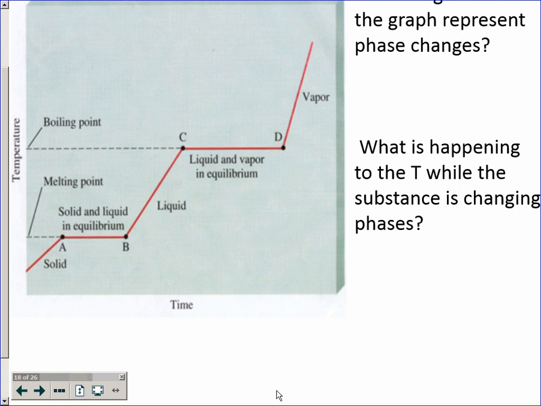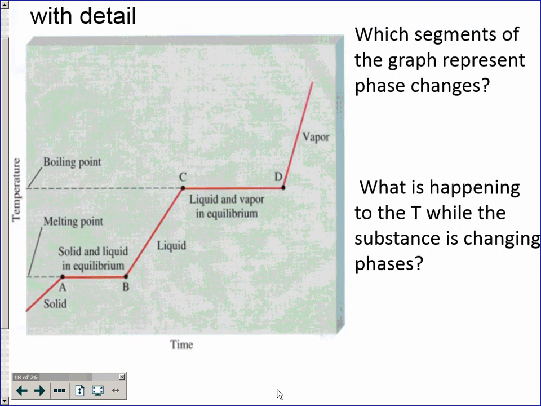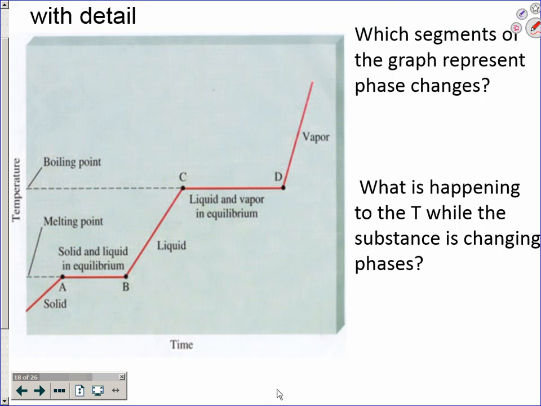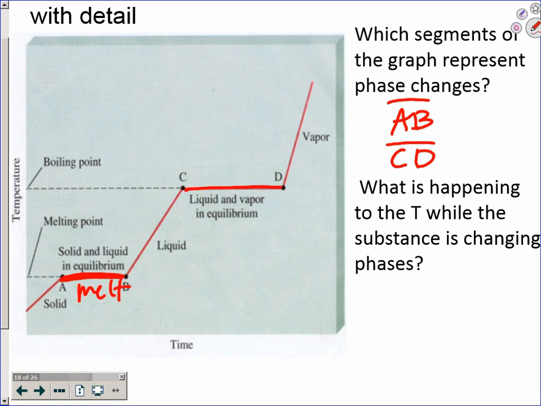All right, so on this graph, which line segments represent phase changes? Give me the letters associated. A to B and C to D, right? Those are the line segments that represent phase changes. What is the name of that phase change when you go from solid to liquid? Melting. And this one? Boiling or vaporization. Okay? And then we actually have an amount of energy applied here and here. They're different, but we'll get into that in our next unit.